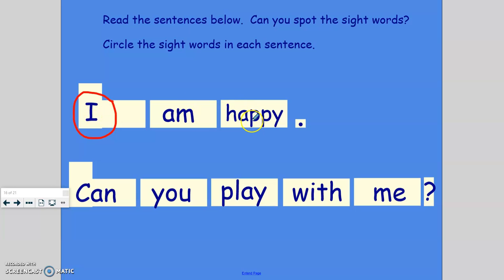I am happy. The next sentence, let's read it together. Can you play with me? Do you see one of our new trick words? I see the word you. Now let's look at the punctuation in these two sentences. I am happy has a period at the end. Can you play with me? There's a different punctuation mark at the end of this sentence. What is it? That's right, it's a question mark, because can you play with me is a question.